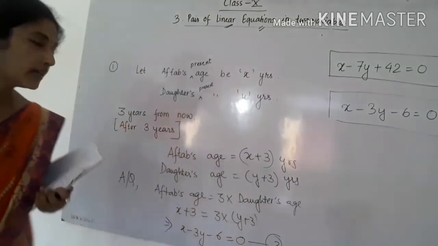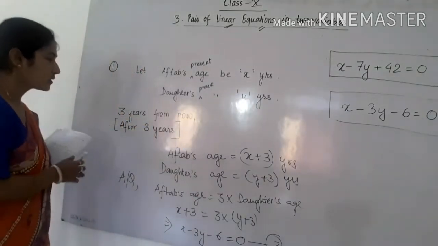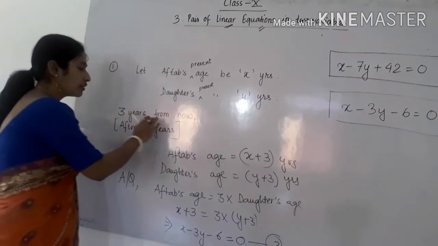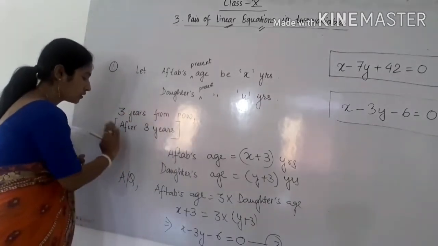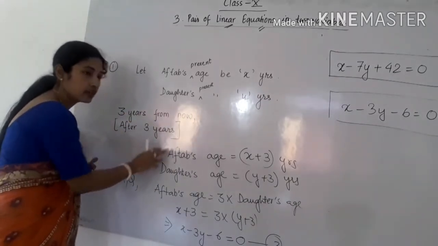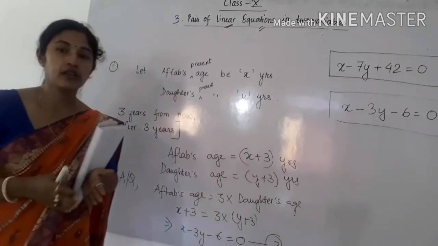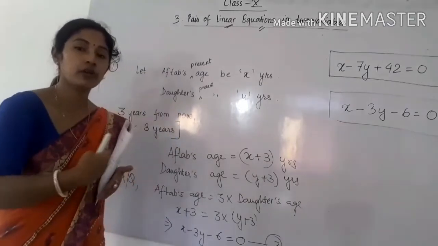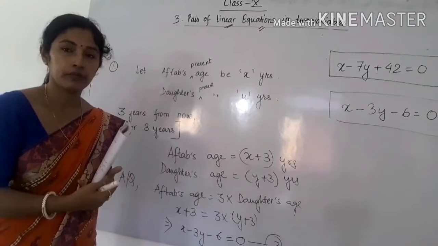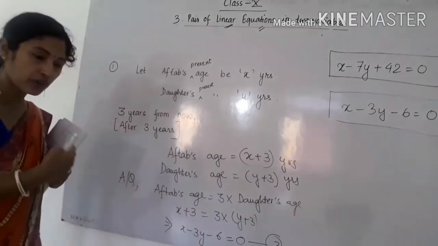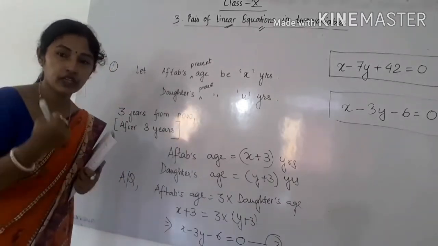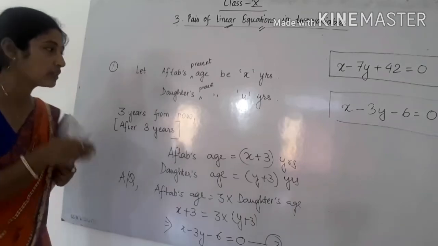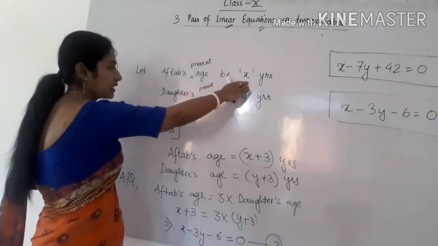Next is the second condition. So what is the second condition? 3 years from now. What is the meaning of this? This is after 3 years. It means from the present you have to go 3 years further, that means you have to add the number of years to the present age. So what is the present age? The present age of Aftab is X.